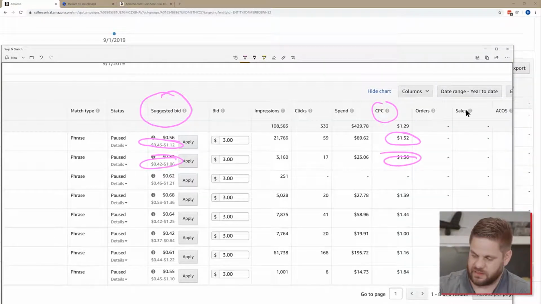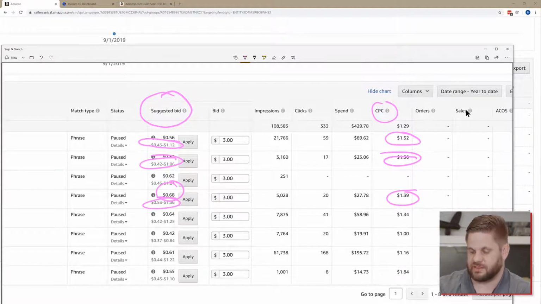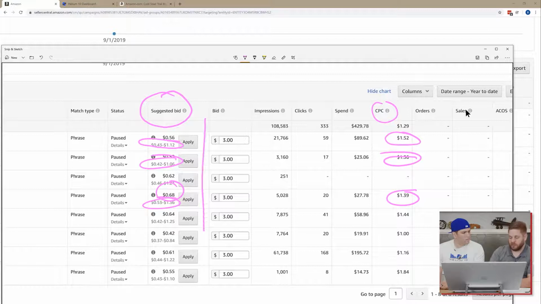This one says top end 1.36, 1.30. That's pretty close, but still their suggested bid is only 68 cents. That's why it's so important. I said we have to bid high. You have to bid high.